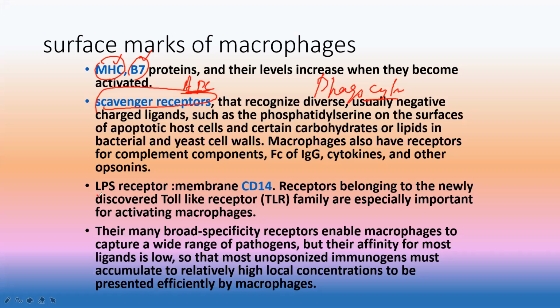For the bacterial LPS, they have receptor CD40. LPS is the bacterial toxin, okay? And they have a lot of receptors on the surface, so they have the ability to capture a wide range of pathogens. That's a very important function of macrophages, okay?